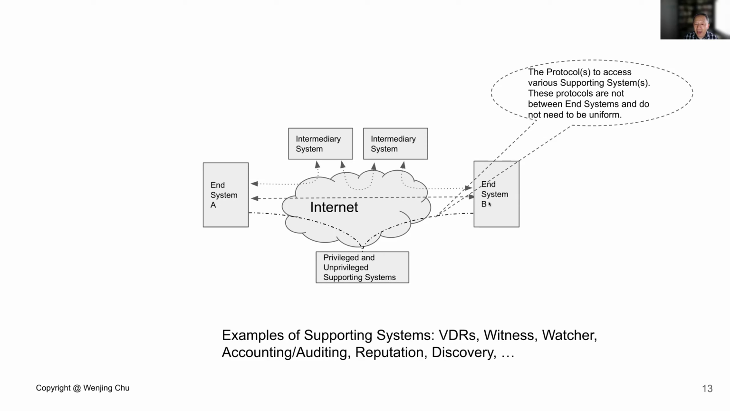And the end systems may actually need to access some supporting systems. Examples of supporting systems can be data registries, VDRs, for example, witness and watchers in the KERI design. It can be for accounting and auditing purposes. It can be a reputation system, which also provides some kind of identity service. It can be discovery systems for searching who I want to talk to, for example. All these are examples of supporting systems.